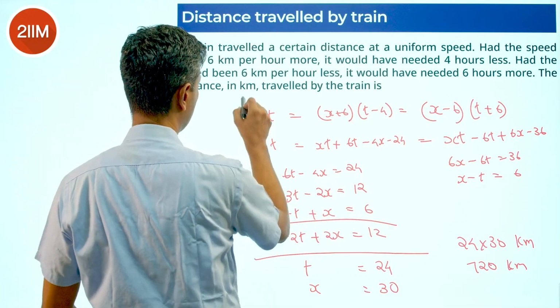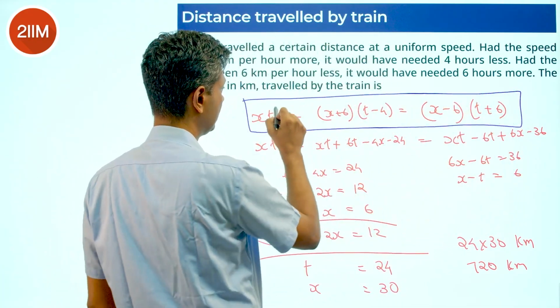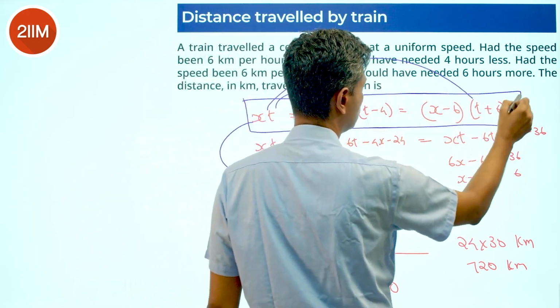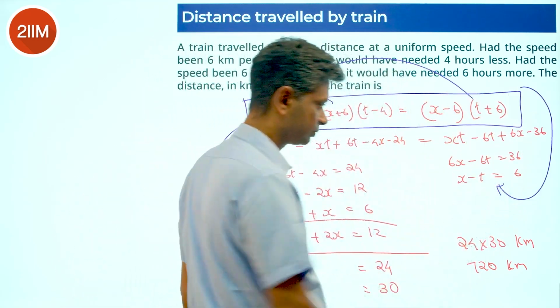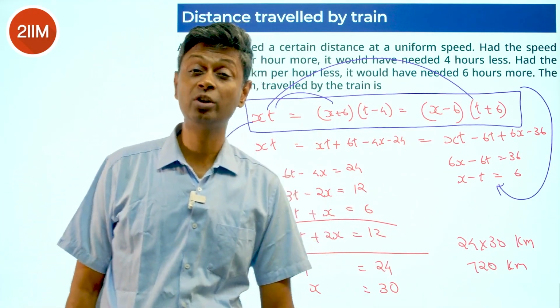Just to recap, what are we doing here? We are framing this giant equation, taking these two and arriving at this, taking these two and arriving at this, and then taking those two and finding x and t. Once we find x and t, x into t is the total distance.